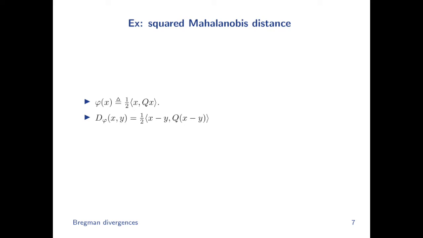So it's not a proper notion of distance. However, it is a Bregman divergence. It is the Bregman divergence induced by the quadratic function. Okay? And you can check this. This is quite easy to check. Just plug in the definition.